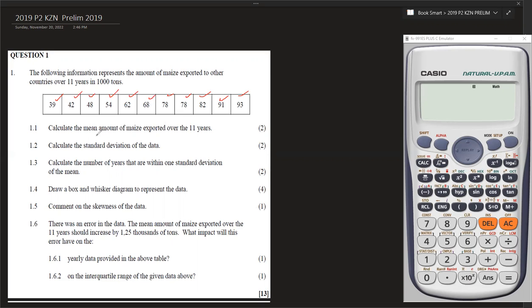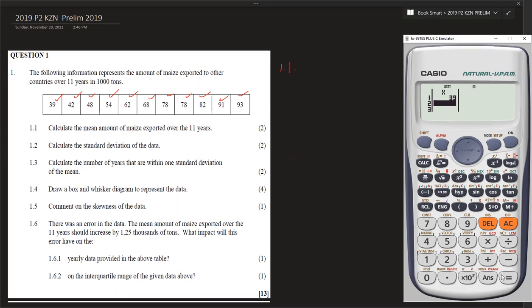Awesome. So now let's check. Calculate the mean amount of maize exported over the 11 years. Okay, so let's do 1.1. To calculate the mean, we use a calculator. We go to mode, and then you go to statistics, which is 3. Then we're working with variance, which is 1. Then you're going to input your data set.